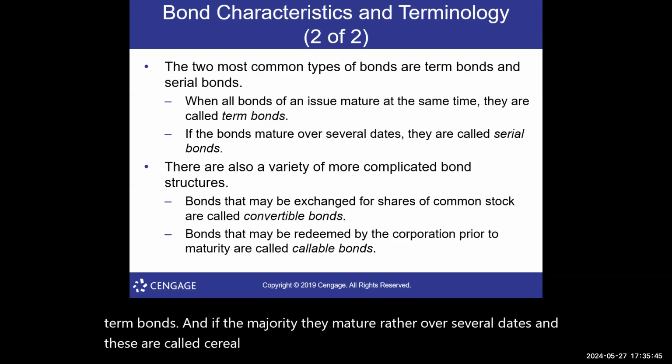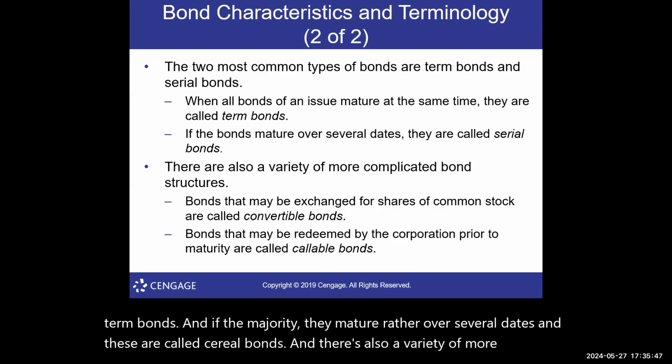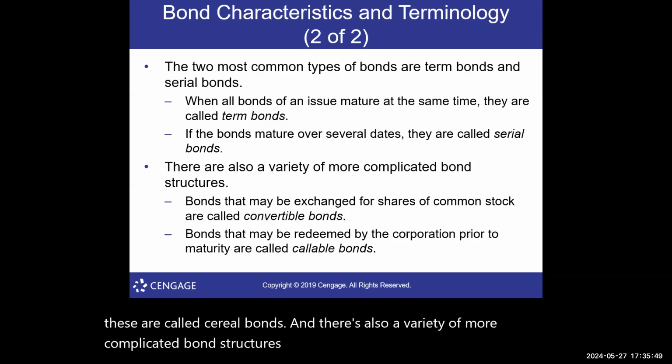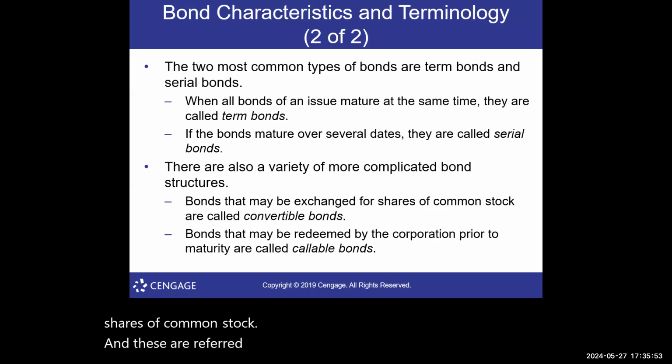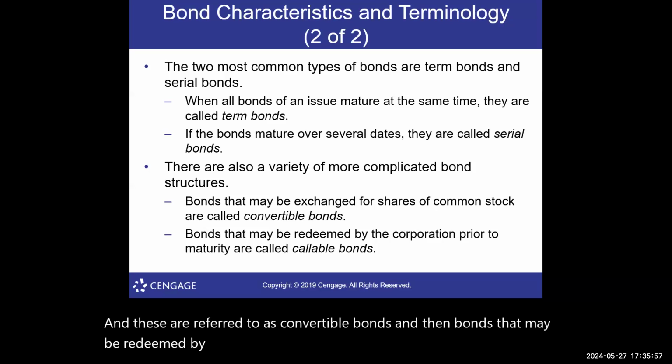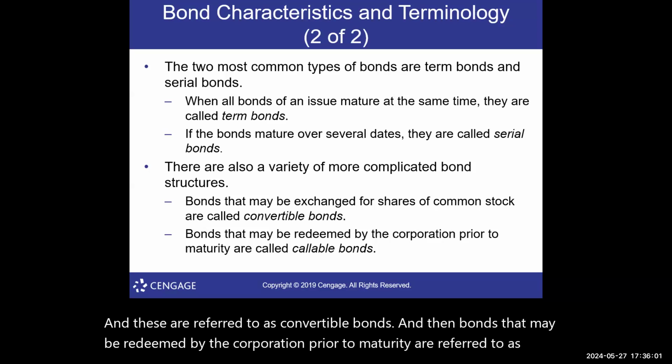There's also a variety of more complicated bond structures. Sometimes bonds may be exchanged for shares of common stock, and these are referred to as convertible bonds. And bonds that may be redeemed by the corporation prior to maturity are referred to as callable bonds.